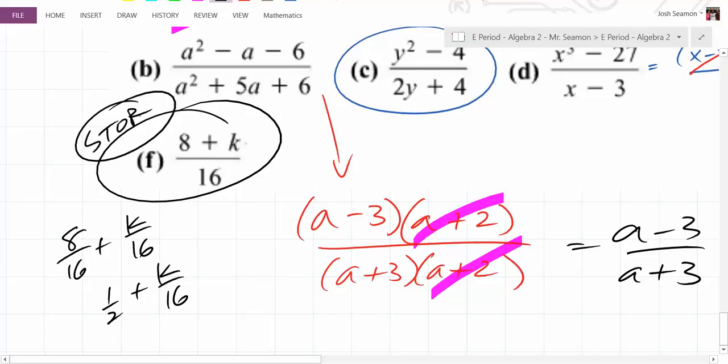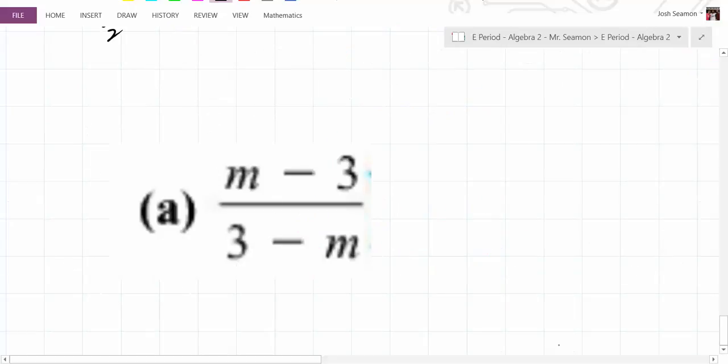So this one right here, stop. There's nothing more I want. Store, if I could write stop. Don't do anything else on this. Do not do anything. Look at that. Can you cancel anything there? No, because they're not the same thing on the top and the bottom, right? Do you agree with that?